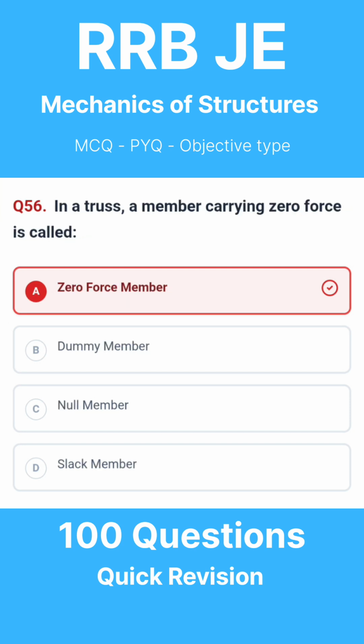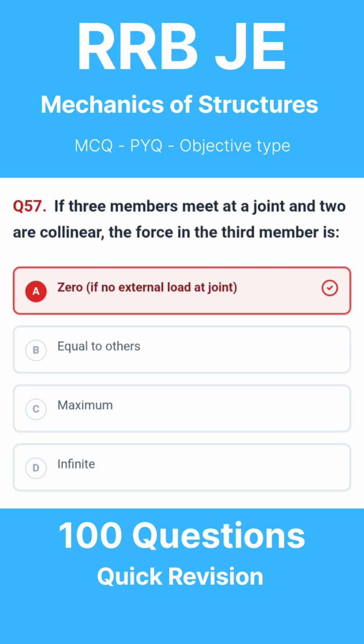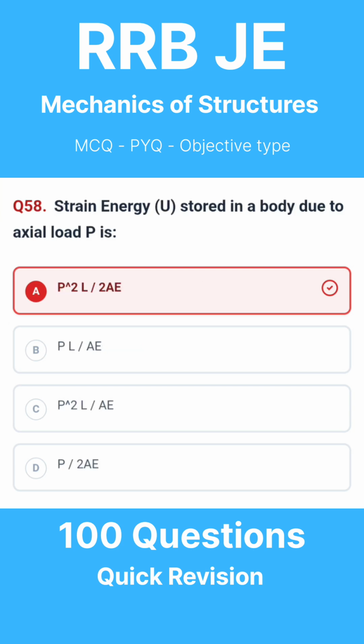Question 56. In a truss, a member carrying zero force is called. The correct answer is zero force member. Question 57. If three members meet at a joint and two are collinear, the force in the third member is. The correct answer is 0 if no external load at joint. Question 58. Strain energy U stored in a body due to axial load P is. The correct answer is P to the power of 2 L divided by 2AE.